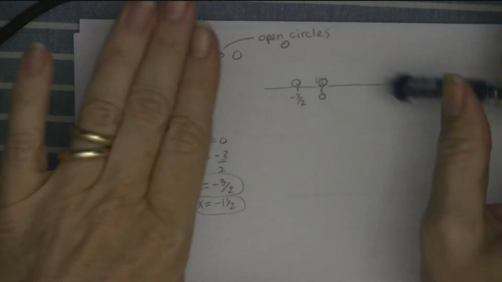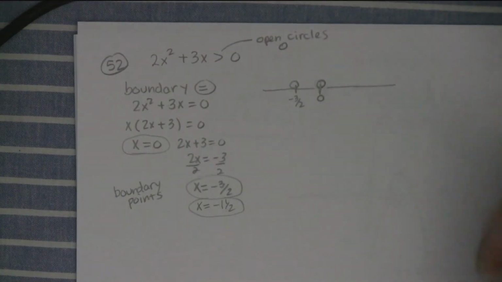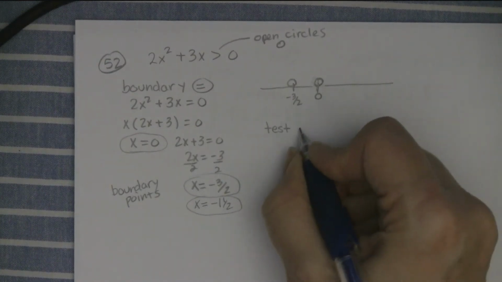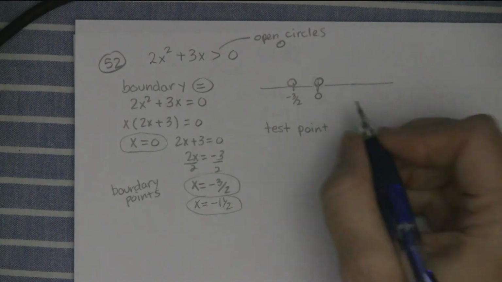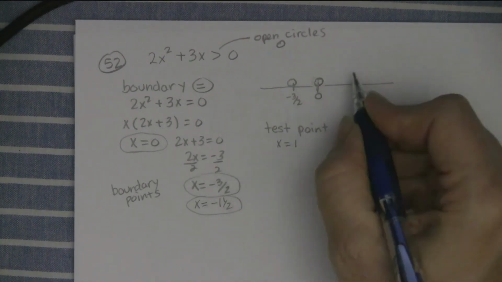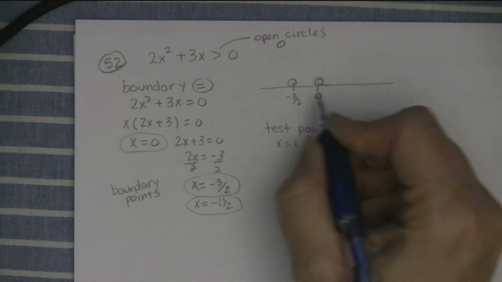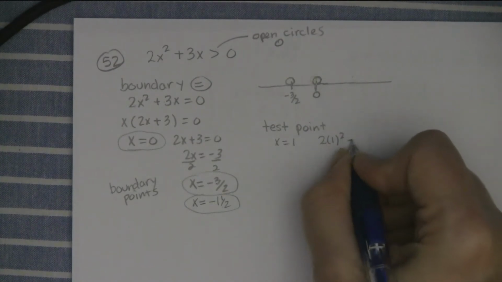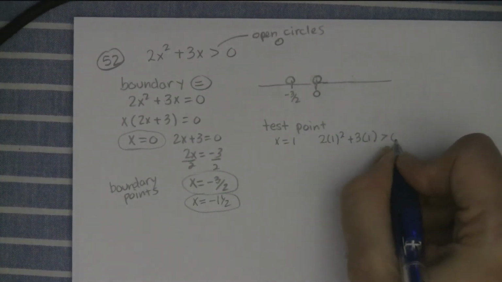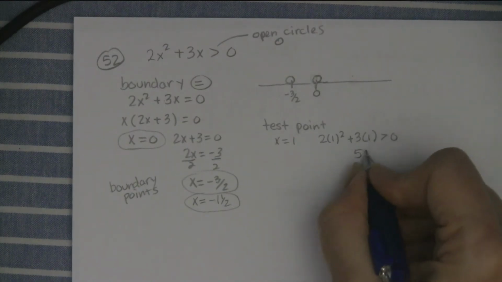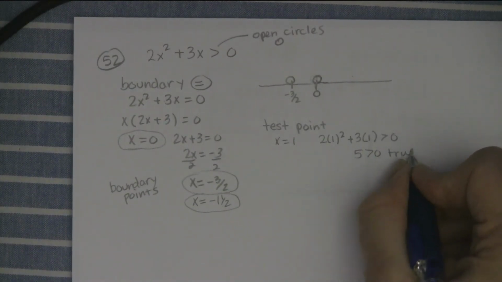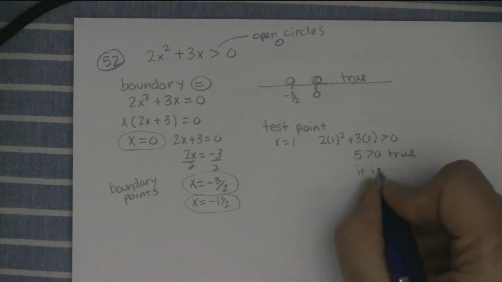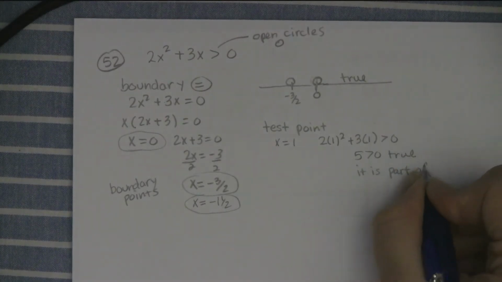And then what you do is a test point. And you only have to test one region. So test any point that you want. Some people say test every region. I'm pretty lazy. So you do a test point. And I'm going to test x as 1. Just because I know where it is. It's in the region that's bigger than 0. And you're going to test it in your original equation. So 2 times 1 squared plus 3 times 1 is greater than 0. And this is 5. And that's greater than 0. That's true. So this means this is a true region, which means it is part of the solution.